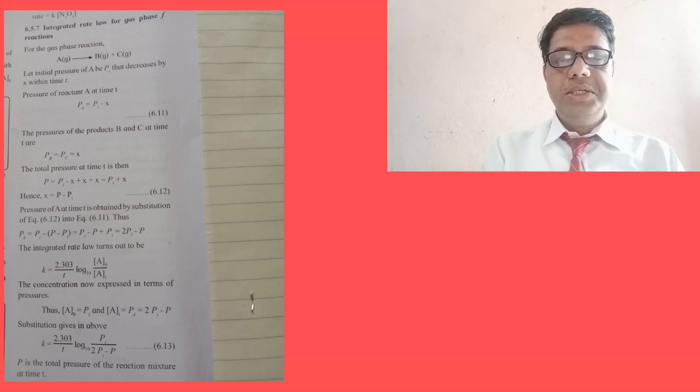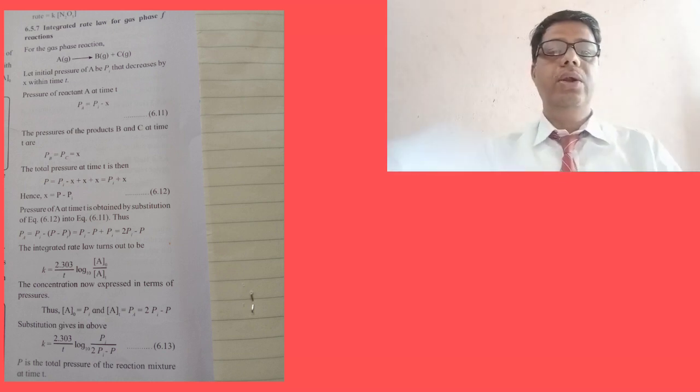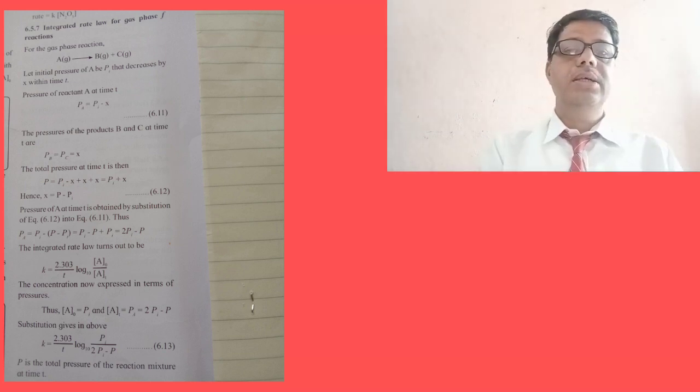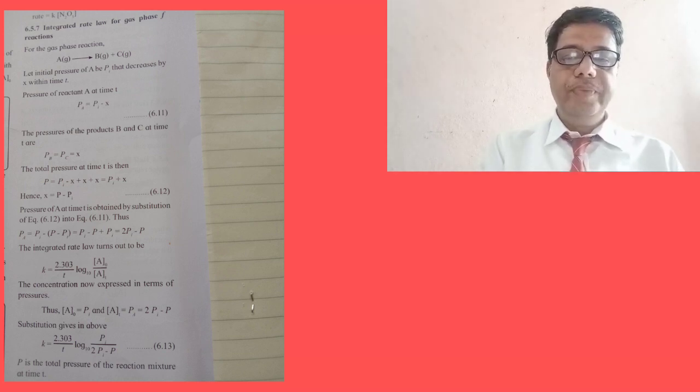Next we apply the integrated rate law for gas phase reactions. So what is the integrated rate law equation? It is K is equal to 2.303 upon T log to the base 10 A upon A minus X. This is the integrated rate law, and we apply it to gas phase reactions. So see the equation.